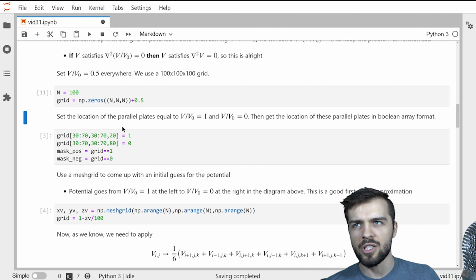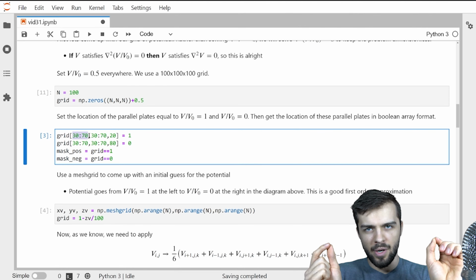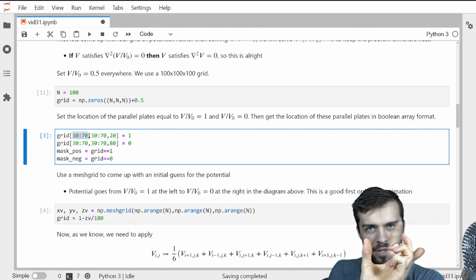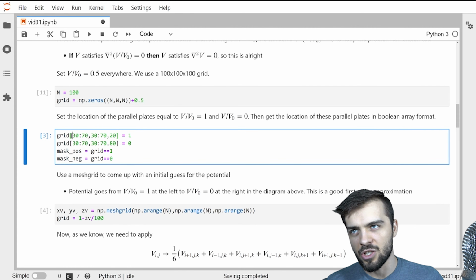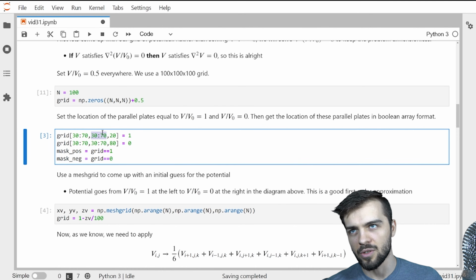So for that, I need the location of the grid. Well, I'm going to go from 30 to 70. So it goes from 0 to 100 points. I'm going from 30 to 70, so it's a length of 40. So you have 30 on each side. And it's just a square. So I set my grid. I go 30 to 70 in X, 30 to 70 in Y. Remember, between 0 and 100. So this is just a little square.